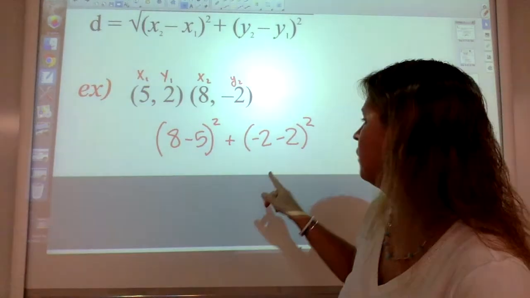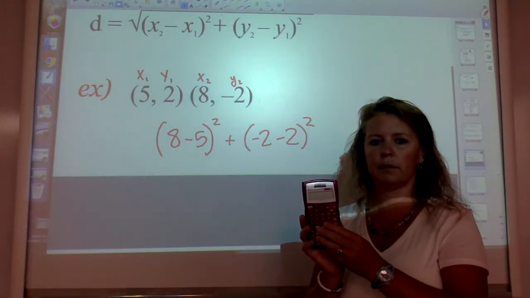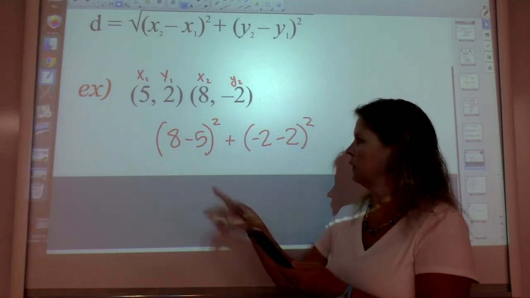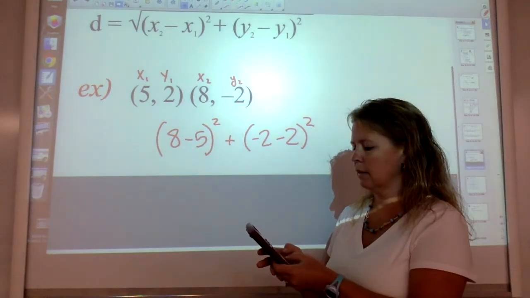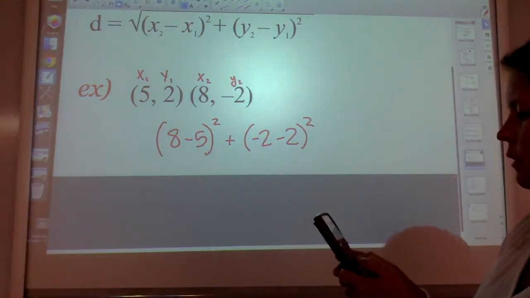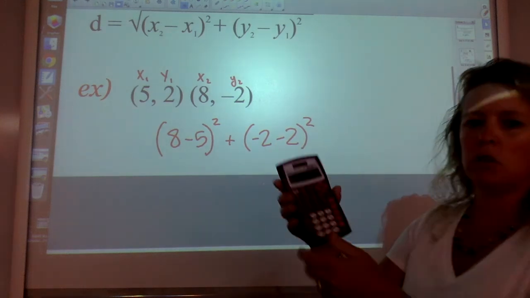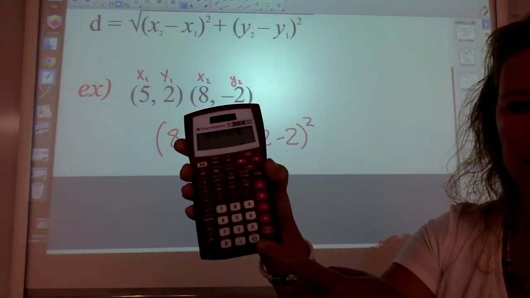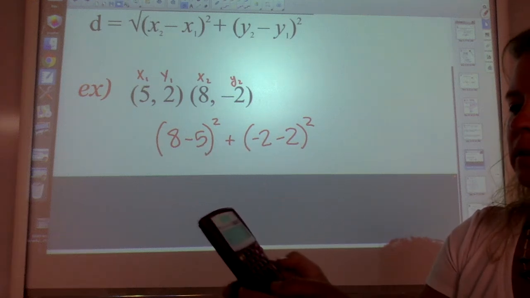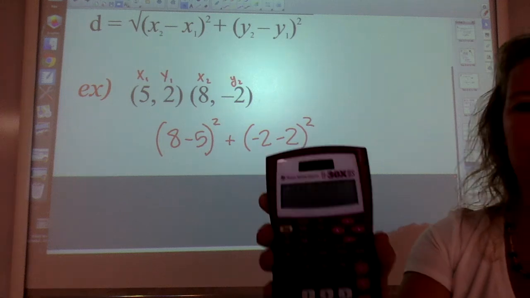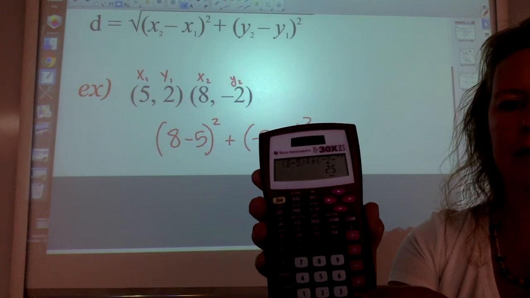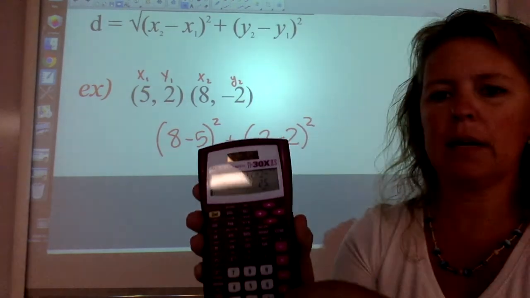Step number 1, after you've written it down, is to just type it into your calculator. I want you to just turn it on, hit your parenthesis, 8 subtract 5, parentheses squared, plus parentheses -2, make sure you use your negative button down here, not your subtraction, -2, parentheses squared. That's your 1-step solving. All you have to do is hit equals, 25.